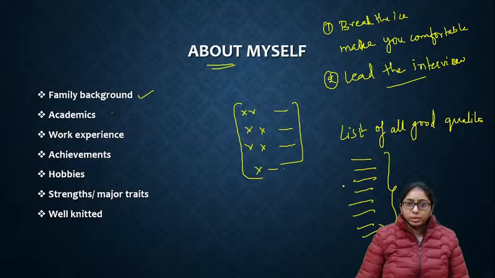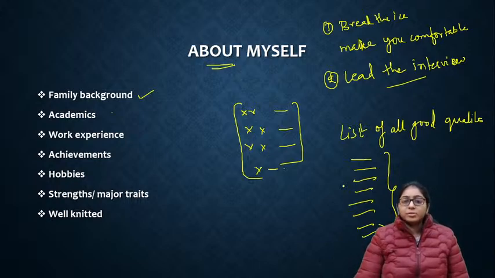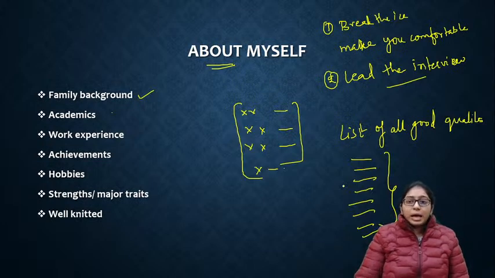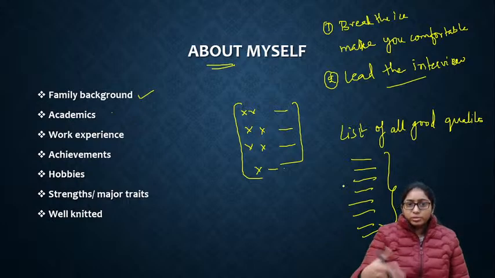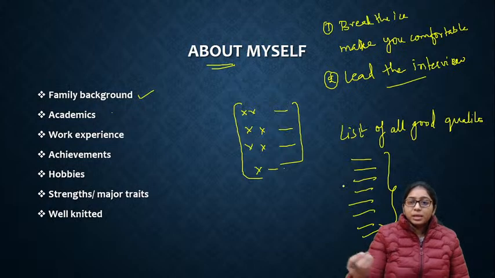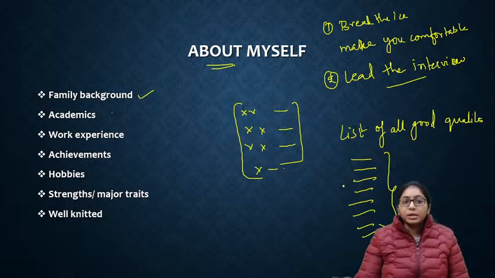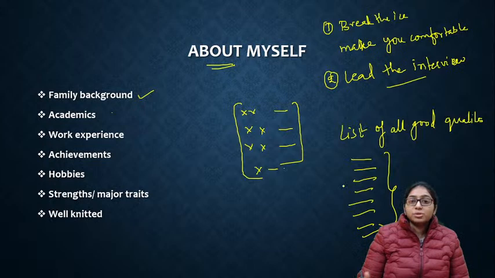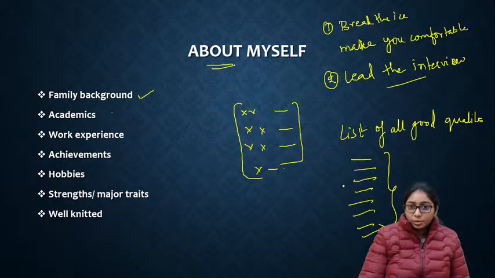Try to include incidents or some link with something. For example, if somebody is from an army background or somebody has younger siblings, then you can say that because you have a younger sibling, you have a sense of responsibility built up in yourself from very childhood.